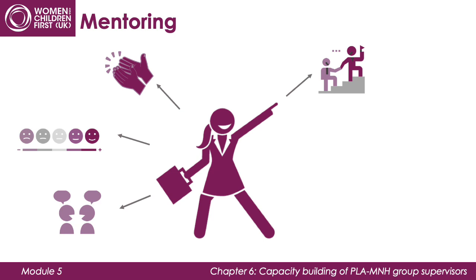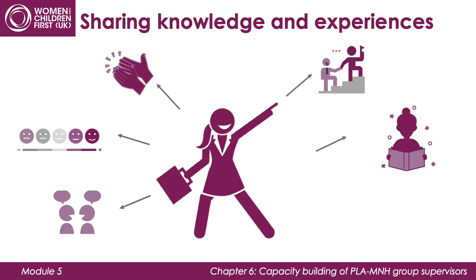Mentoring. Managers can also see themselves as mentors who motivate their supervisors. Everyone needs some encouragement from time to time to excel in their role. Guidance from a more experienced colleague can make a big difference to how supervisors perform. Sharing knowledge and experiences. Managers should share knowledge and life experiences with their supervisors. They might be surprised how even simple tips can be beneficial to their supervisors.